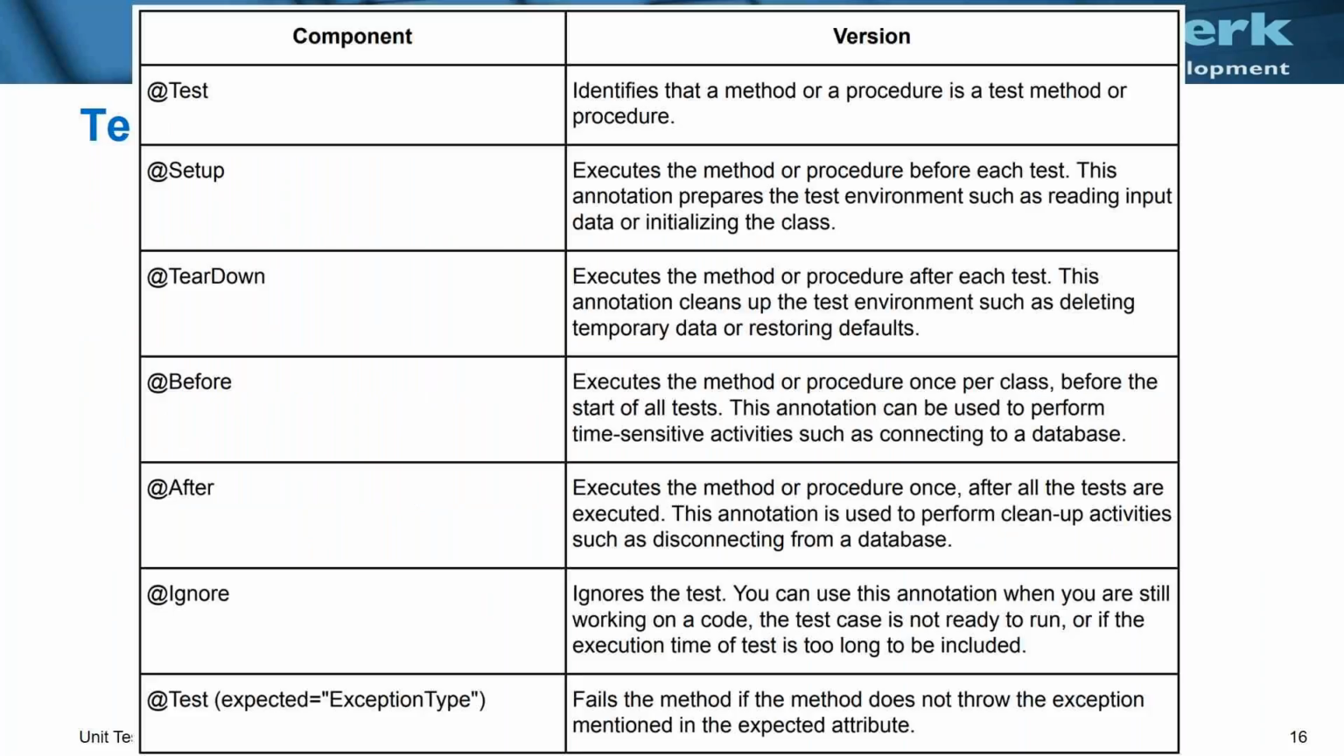Yeah. So for unit testing, we've got 6 annotations and 1 which is kind of an expansion on the previous one. So we've got the test one that we've already seen, and this identifies this method or procedure is a test method or procedure. But then we've got a couple called setup and teardown. Setup executes this procedure or method basically before each test is run. So you can use this for initializing things that you need for each test to work. Teardown is kind of the opposite of that one, it runs at the end.